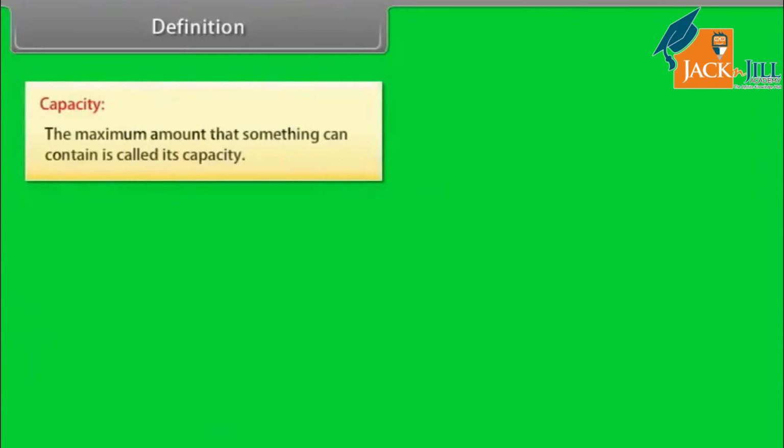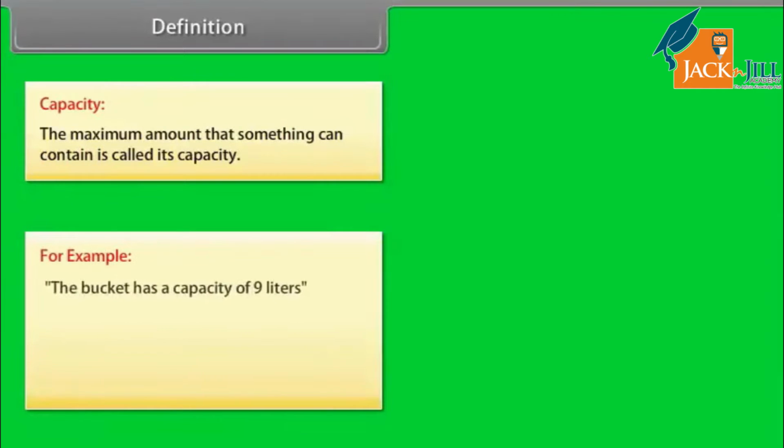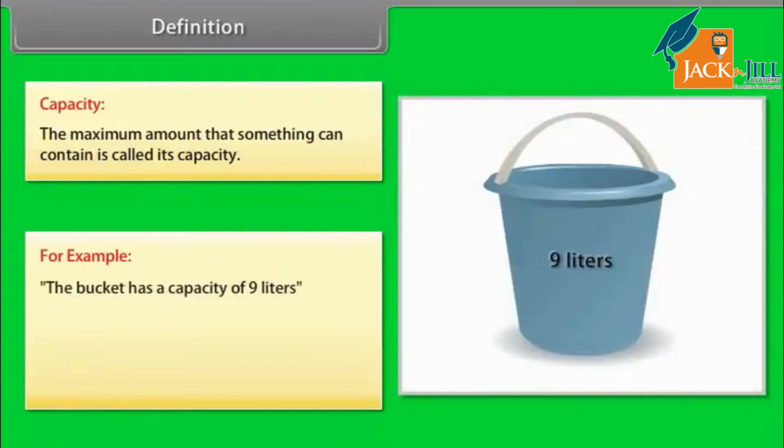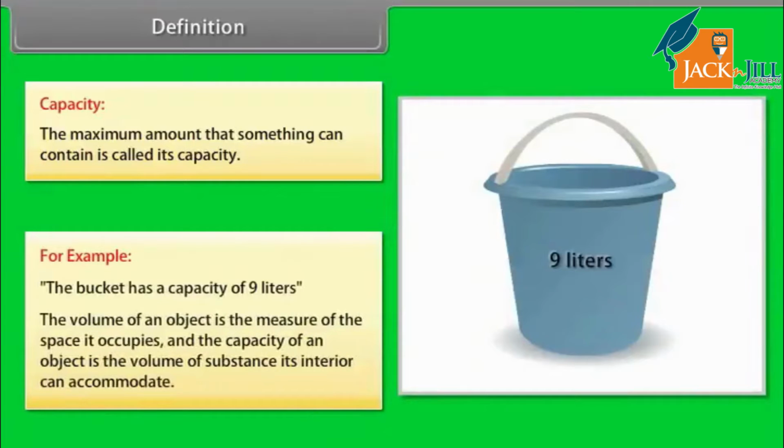Capacity. The maximum amount that something can contain is called its capacity. For example, the bucket has a capacity of 9 liters. Or we can say that the volume of an object is the measure of the space it occupies, and the capacity of an object is the measure of how much it can contain.